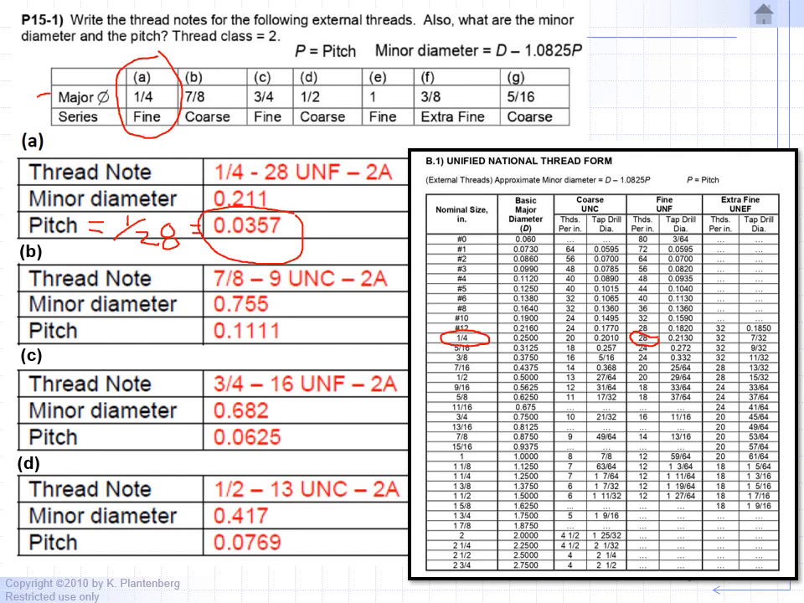Okay, now we're going to write the note. I completely forgot about the note. How do we call out a quarter thread, fine thread? Okay, so we have quarter.